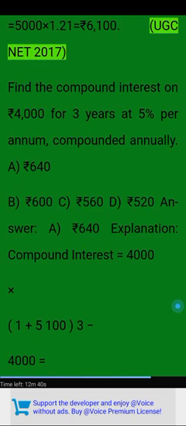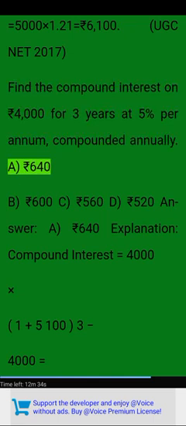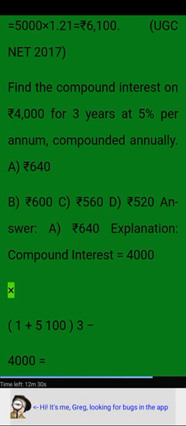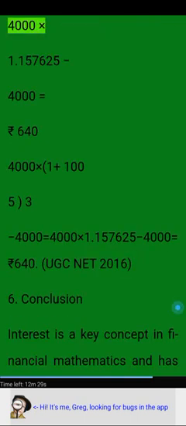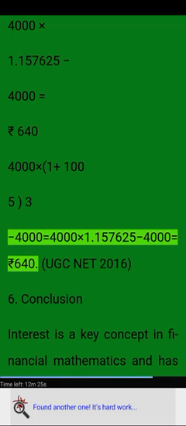UGC NET 2017. Find the compound interest on 4,000 rupees for 3 years at 5% per annum, compounded annually. A. 640 rupees. B. 600 rupees. C. 560 rupees. D. 520 rupees. Answer: A, 640 rupees. Explanation: compound interest equals 4,000 times (1 plus 5 over 100) cubed minus 4,000 equals 4,000 times 1.157625 minus 4,000 equals 640 rupees.